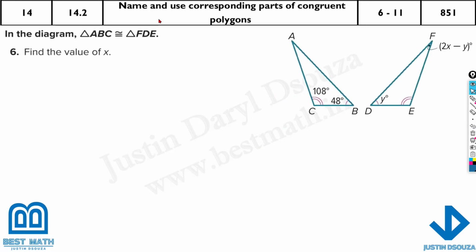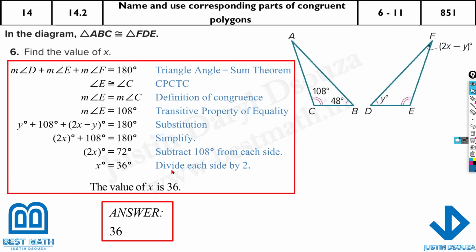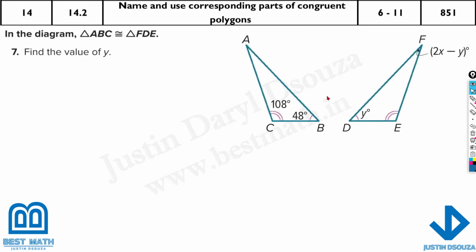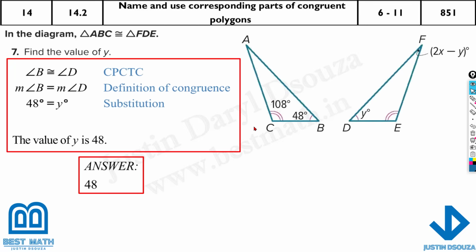We did this at the beginning. Do you remember we found out y and x? So this was 36. But what is the value of y? You don't need to solve anything. You have to just look over here. Y is 48 degrees. That would be the answer.